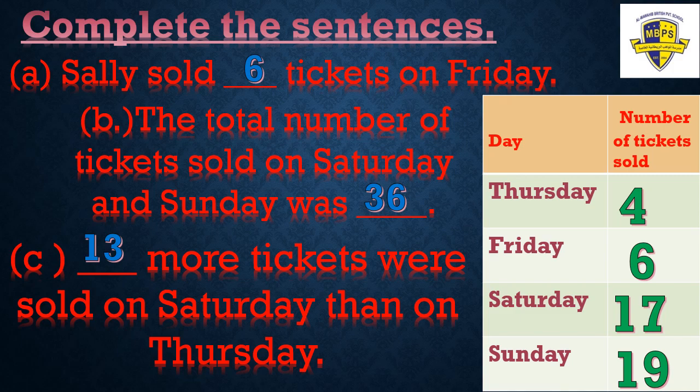So if you see on Saturday we have 17 tickets, and on Thursday how many tickets are there? Very good. We have only 4 tickets sold on Thursday. So how many more tickets were sold on Saturday? So we have to do 17 minus 4, which is equal to how much? Very good. 17 minus 4 is equal to 13.